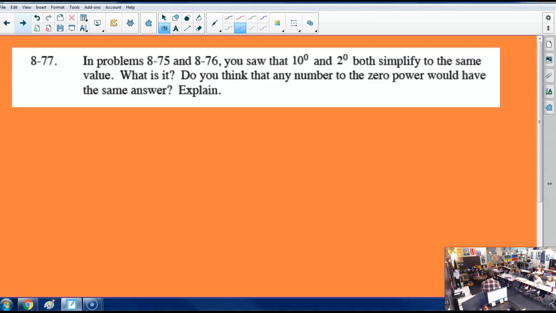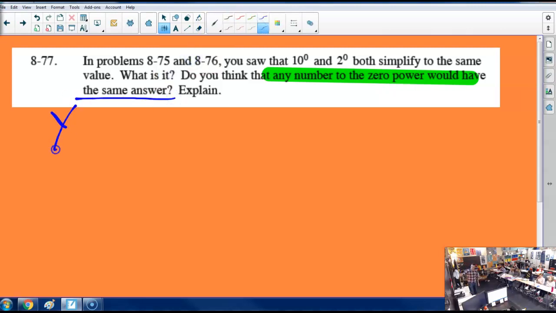Now we said, what about zero power? Patrick? So our answer here is yes. Yes, they all get the same answer. One. Because. Please put a because.